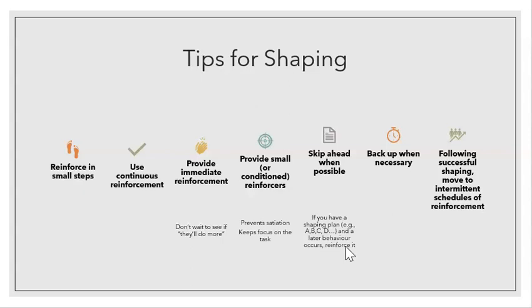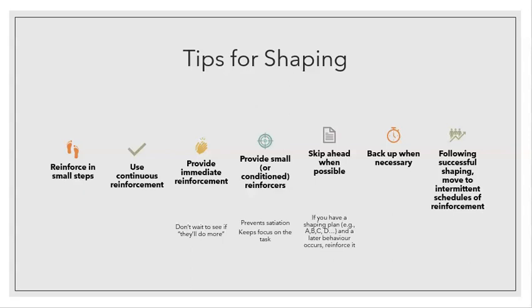Also, following a successful shaping, so now you have that behavior that you want, you need to move to intermediate schedules of reinforcement. Instead of continuous reinforcement, we're going to do intermediate. So instead of rewarding your dog for sitting every time they sit, you're now going to reinforce, say, every other time or every third time. But you only do that once shaping has been successful.